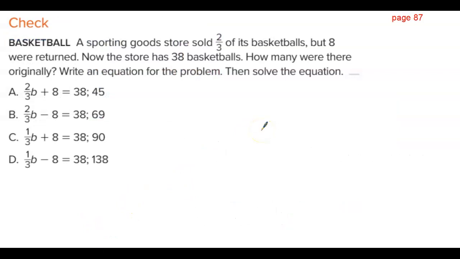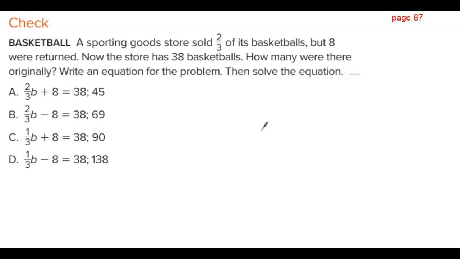All right. A sporting goods store sold 2/3 of its basketballs, but 8 were returned. Now the store has 38 basketballs. How many were there originally? Write an equation for the problem, then solve the equation. Okay, so this one was kind of confusing.